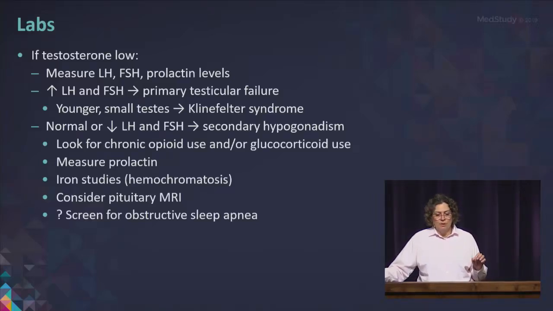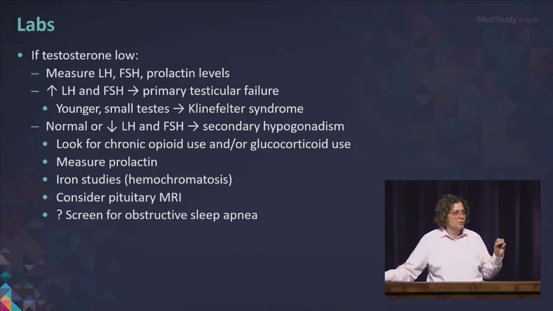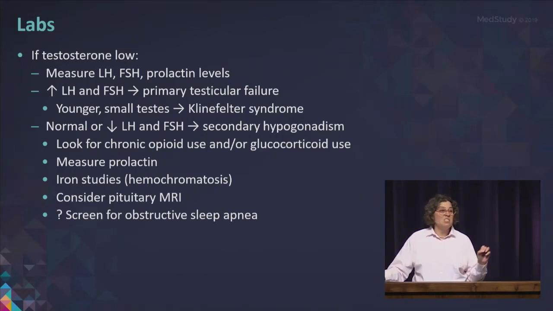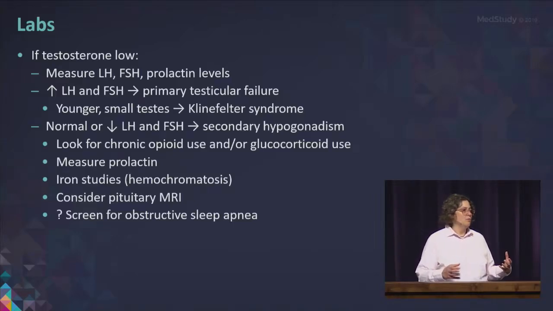It's very important to know that chronic opioid use is a very common cause of acquired hypogonadism. It is a standard of care for people on long-term opioids to screen for hypogonadism. It can also cause adrenal insufficiency. And chronic glucocorticoid use can also cause hypogonadism. Again, measure the prolactin, consider iron studies, hemochromatosis. You can see secondary hypogonadism, consider a pituitary MRI, and screen for obstructive sleep apnea. And this is going to be more in the wheelhouse of what I said is common.